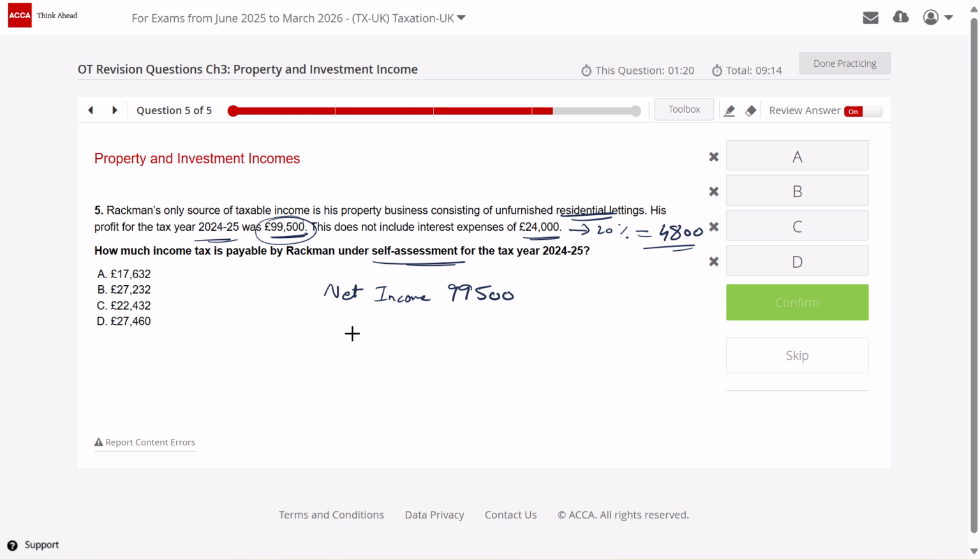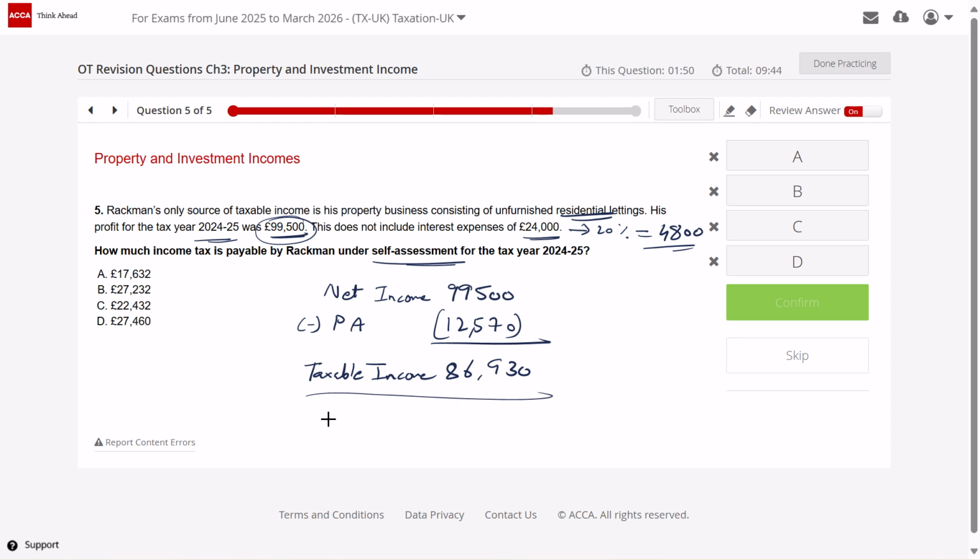Since my net income is less than 100,000, I would be getting normal PA, since my PA and ANI will be equal to net income. So I will be getting normal PA of 12,570. So if I reduce this, that makes it 99,500 less 12,570, which is nothing but 86,930. Okay, this is my taxable income. Now on this taxable income I need to compute my income tax liability.